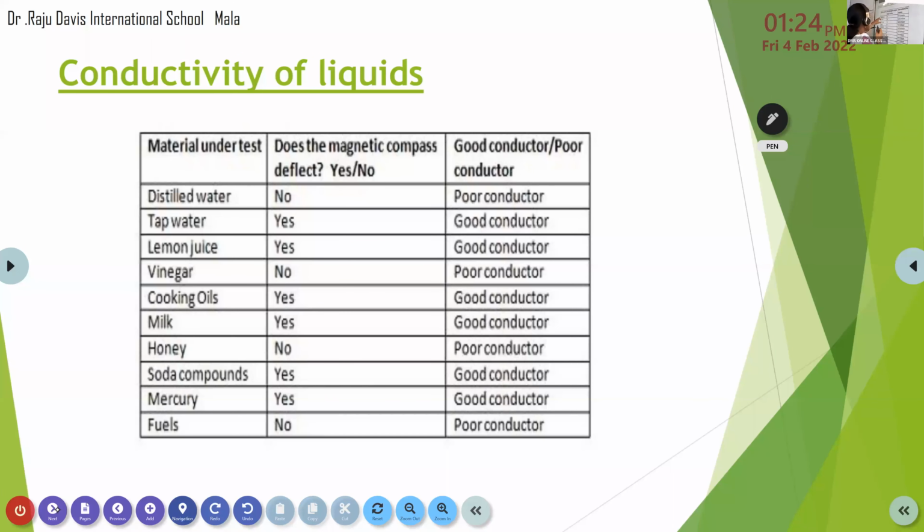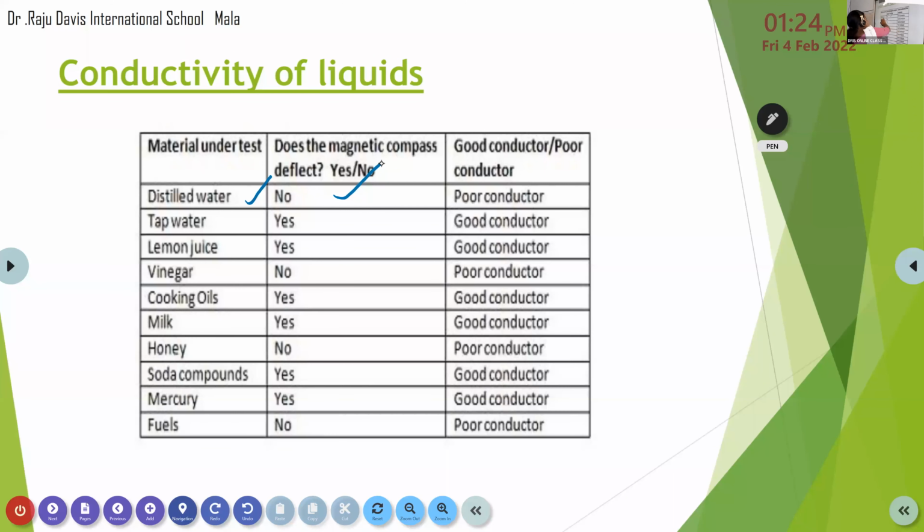Okay. So first of all, we have to consider this distilled water. Is distilled water a conductor or an insulator? Insulator. Why is it an insulator? It doesn't contain any minerals. So is there any deflection in the needle? No, because it doesn't conduct electricity. If it conducts electricity, there is a deflection in the needle. So in the case of distilled water, there is no deflection.